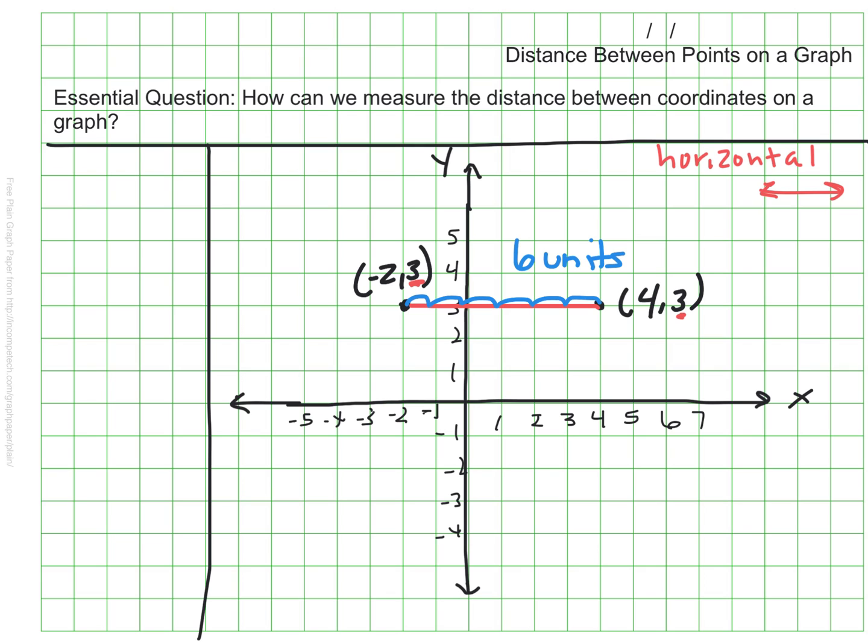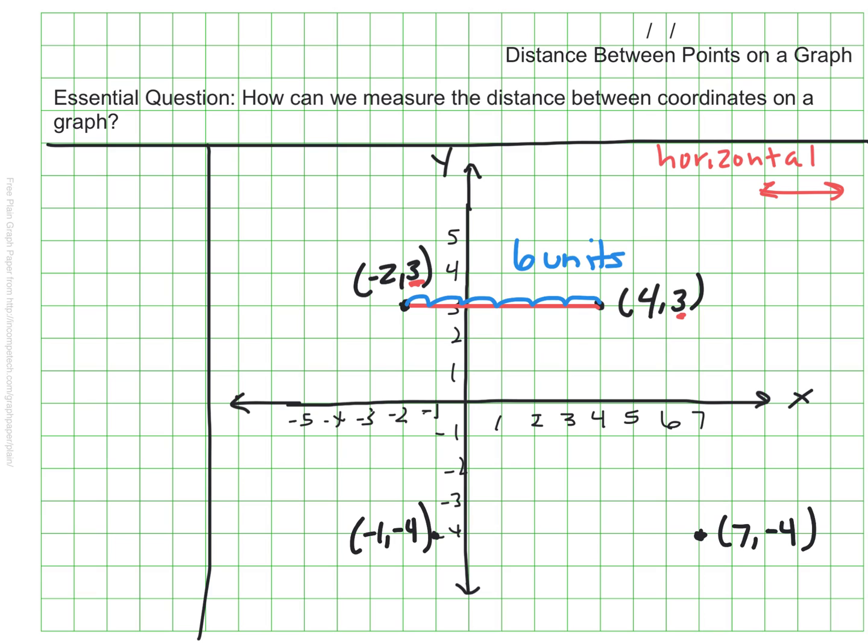Let's plot 2 new points. So let's go ahead and plot -1, -4. That's here in our 3rd quadrant. Just going to go ahead and mark that. And let's also plot 7, -4, which is way over here. 7, -4. And again, I see the same thing.